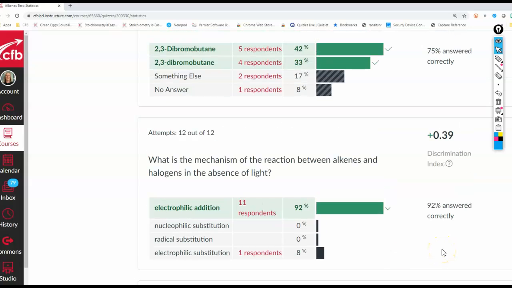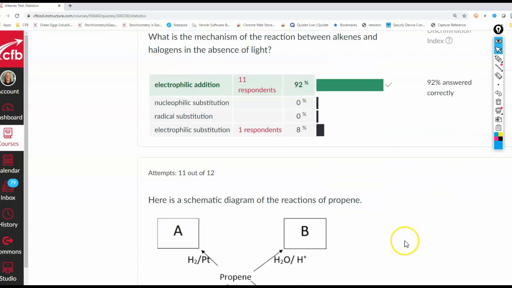What is the mechanism of the reaction between alkenes and halogens in the absence of light? That is called electrophilic addition. Remember, the breaking of the bond leads us to a heterolytic fission there, causing one side to be negative and one side to be positive, and it's that positive side that is attracted to the electrons, pulling the electrons in the pi bond away. But the correct answer was electrophilic addition.